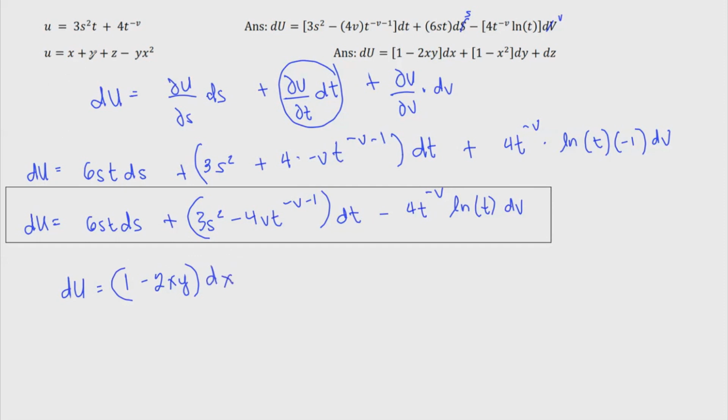Okay. And then for the second one, I'll be doing y. So plus, that's 1 for y. And then we also have negative x squared. So that's dy. And then for the last one, I'll be doing that for z. So for this one, the derivative of z is simply 1. And then I think there's nothing more. So that's 1 times dz, so that will be dz. Okay, so I think this is our final expression.